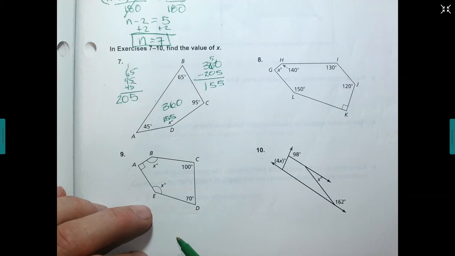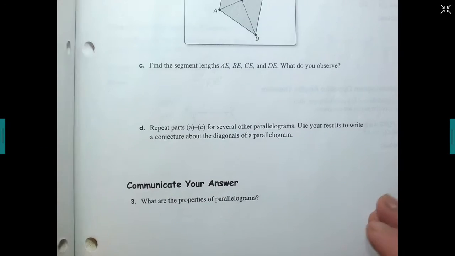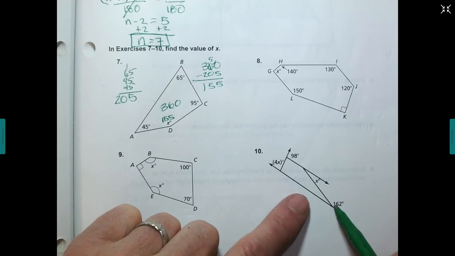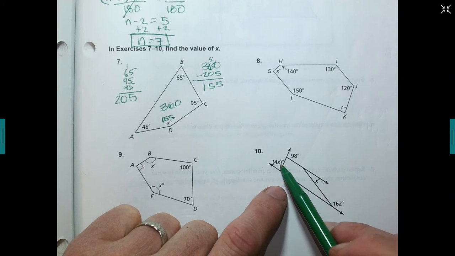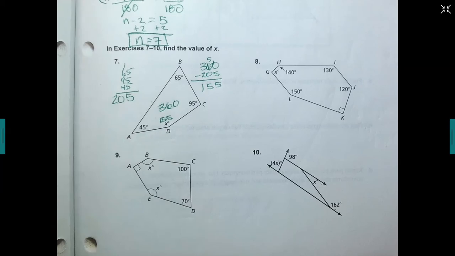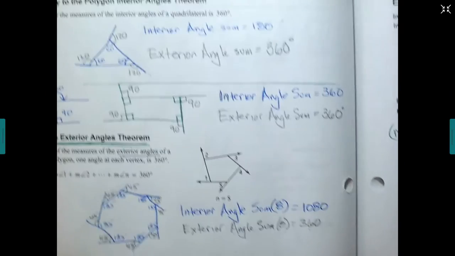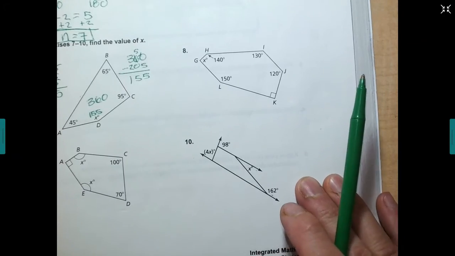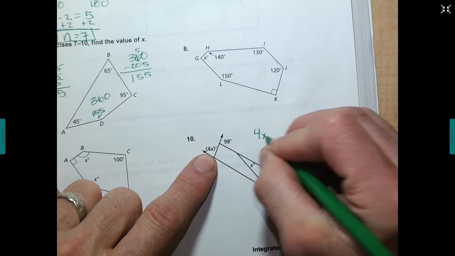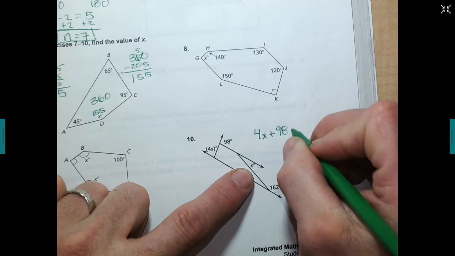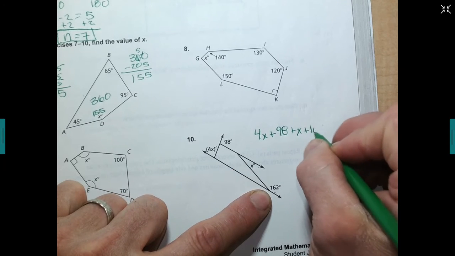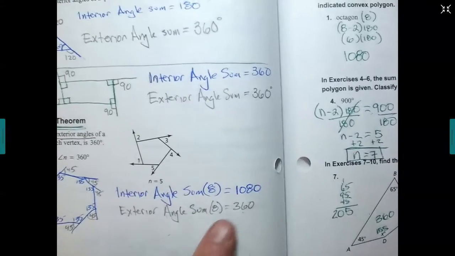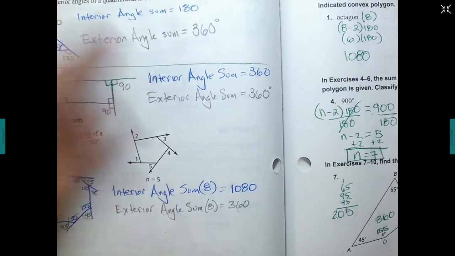All right. Now, you'll have a worksheet too, so we'll do a little bit of the worksheet. So here I have to find x. Now I'm dealing with the exterior angle sum, which, as we learned over here, always equals 360. So I have this 4x plus this 98 plus this x plus 162 equals 360. Because I know that the exterior angles of a convex polygon sum to 360.